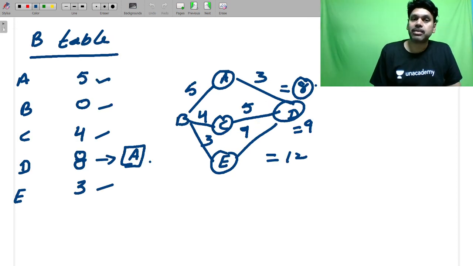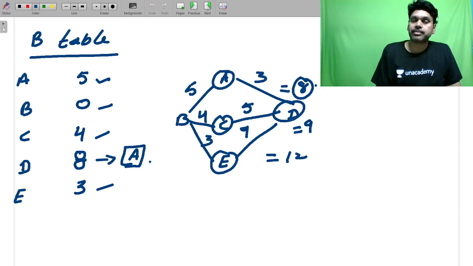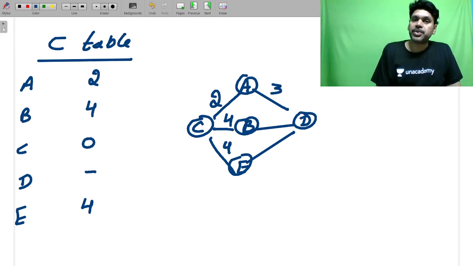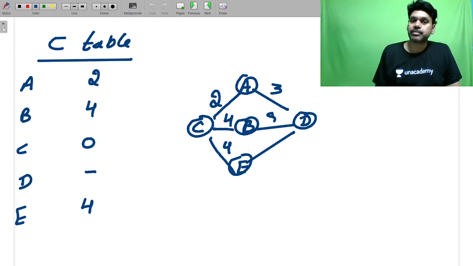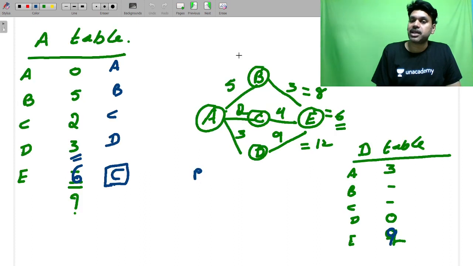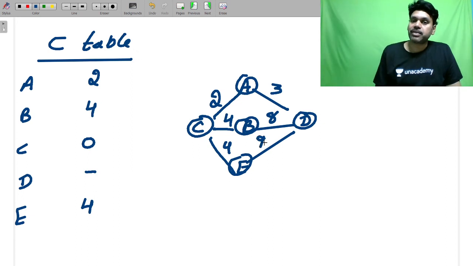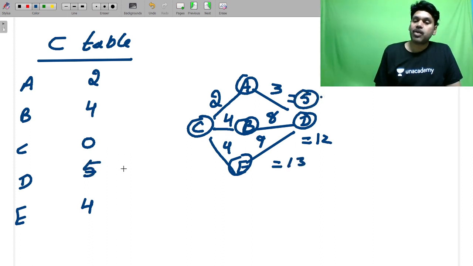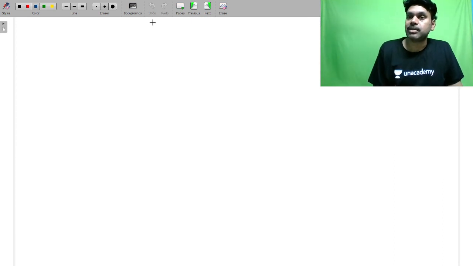Come to A table. What is A to D? Your A to D value is 3. What is B to D? Come to B table. 8. Recently we calculated. What is E to D? We recently calculated E to D. It's a 9. So sum them and see the shorter one. So this is a 5, this is a 12 and this is a 13. We take the shorter one. What's the value? 5. What is your next hop? C can go to D via A. Okay. Now last D table we will do it.